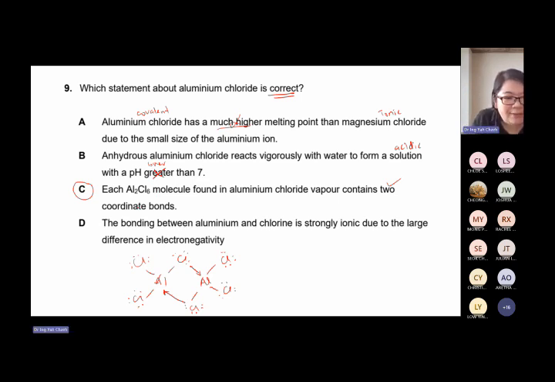So C is correct. Now let's check why D is incorrect. The bonding in aluminium chloride is strongly ionic due to the large difference in electronegativity. Okay, this part is not correct. We already know that it is covalent, so not ionic. That is why the answer is C.